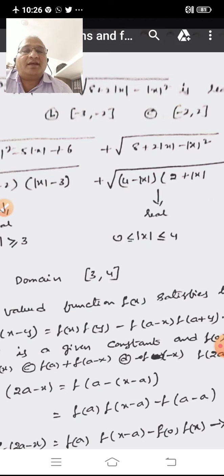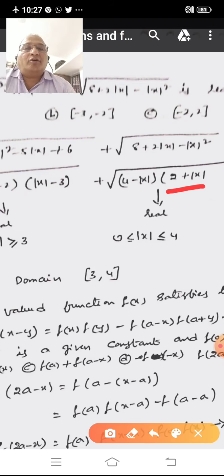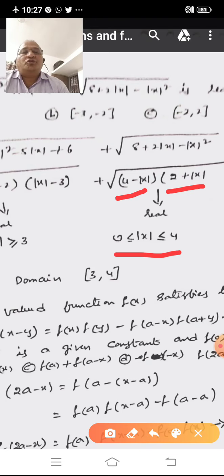Sir, how can you write like that? Very simple. Here it is no problem, it is always positive. There is no issue with 2 plus mod x. Only the positive or negative depends on 4 minus mod x. See, when the value is between 0 and 4, then only this will become positive. Otherwise, this will become negative. So the under root value will be real only when 0 is less than or equal to mod x less than or equal to 4.